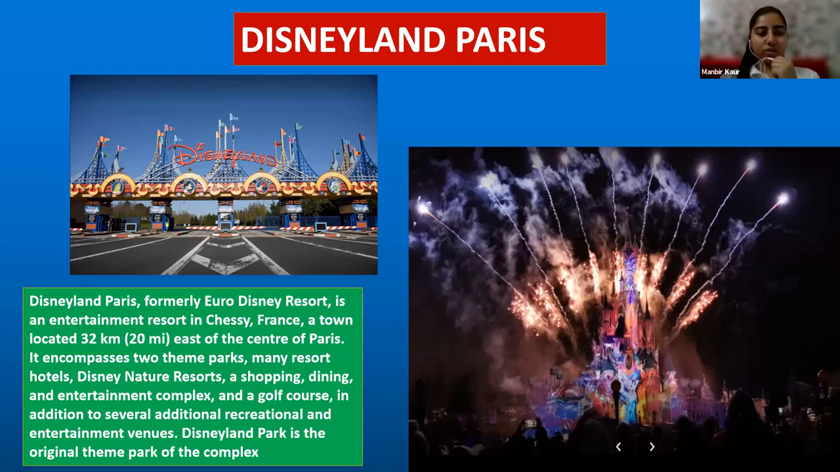Disneyland Paris, formerly Euro Disney Resort, is an entertainment resort in Chessy, France, a town located 32 kilometers east of the center of Paris. Disneyland encompasses two theme parks, many resorts, hotels, Disney Nature Resorts, a shopping, dining, and entertainment complex, and a golf course, of course. In addition to several recreational and entertainment venues, Disneyland Park is the original theme park of the complex. Here you can see some of the amazing pictures of this place.